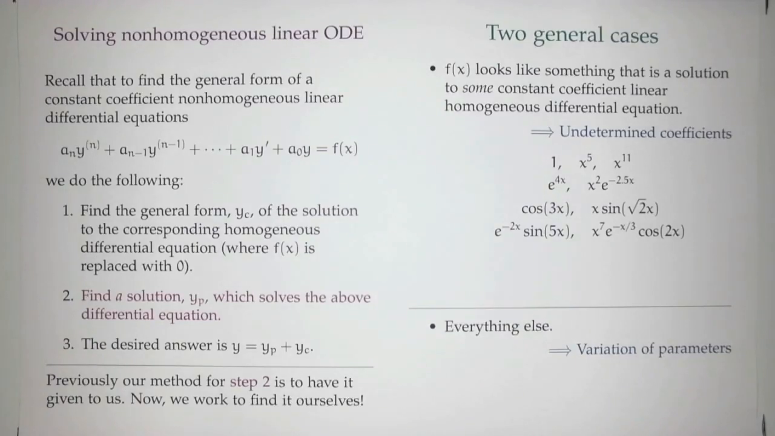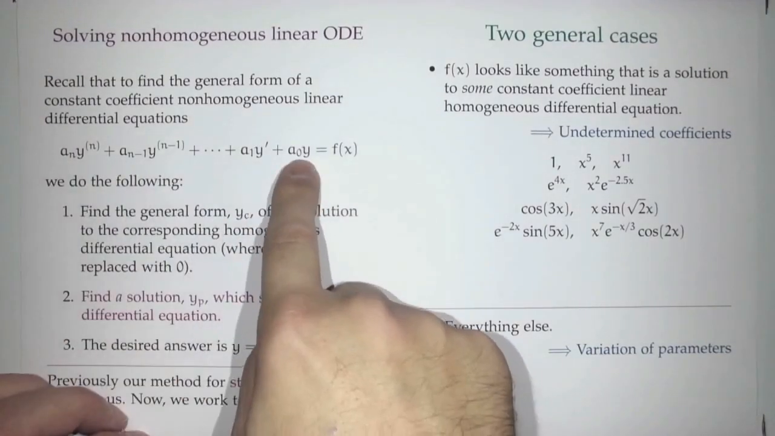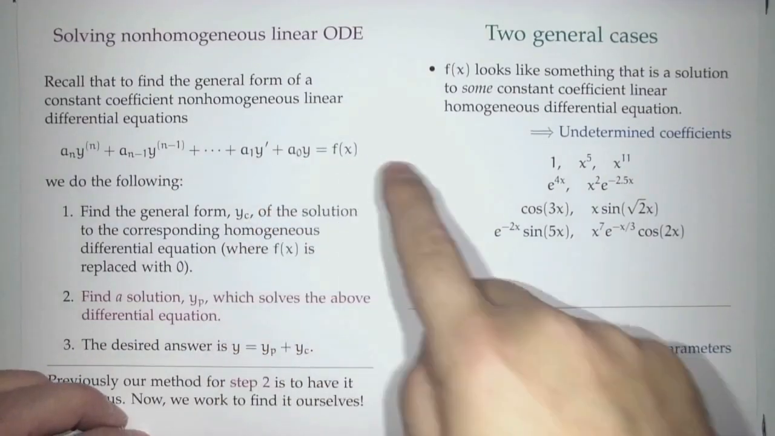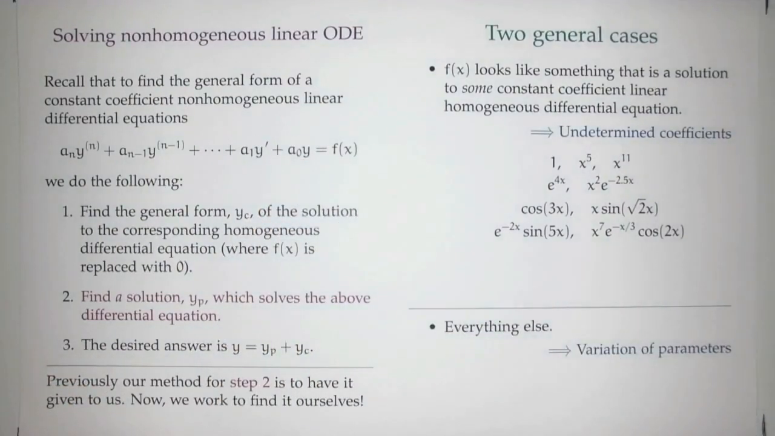Then the second part was, okay, find a particular solution, just one solution, where when we plug it into the left-hand side, we get f of x coming out. And then the last thing is really not much of a step. It just says, put the two together, and you're done. So we've talked about this before.